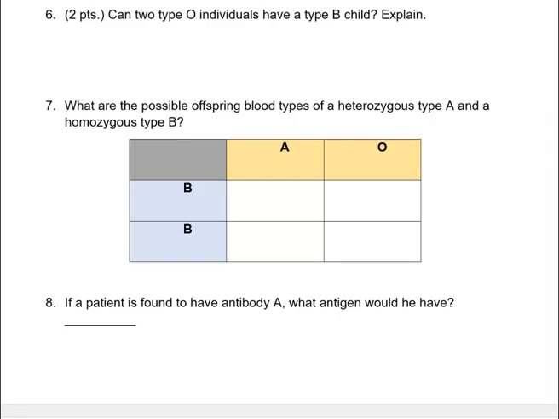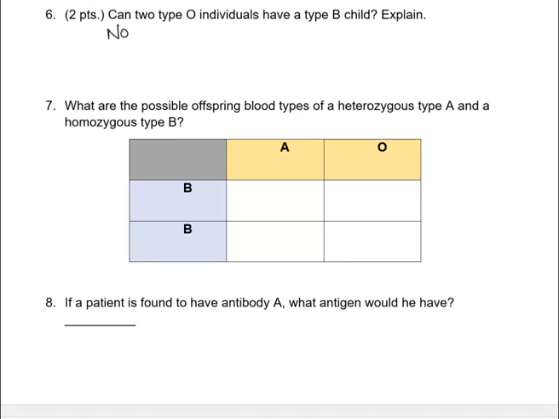So let's go on down and look at number 6. Can two type O individuals have a type B child? And let's explain. The answer is no. The explanation is that O is a recessive gene. So both parents would have to have inherited O from their parents in order for the gene to have been expressed in them as a blood type. Therefore, those parents would have only the O gene to pass to their child, meaning they could not have a B type child.